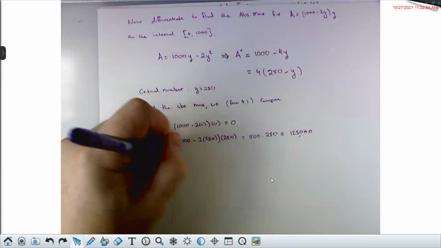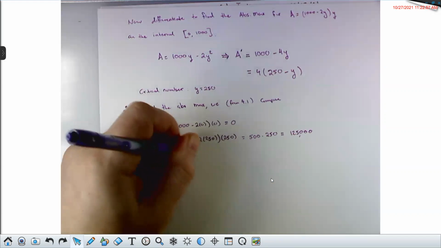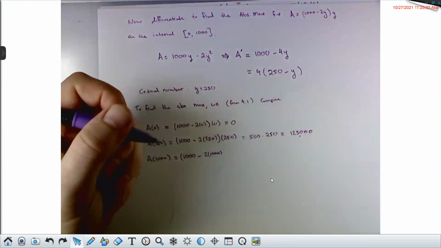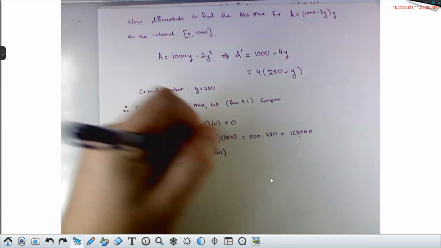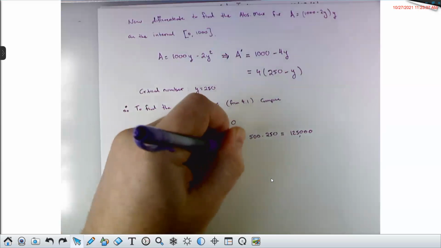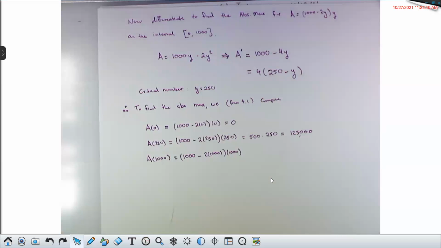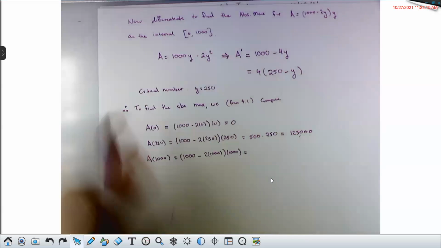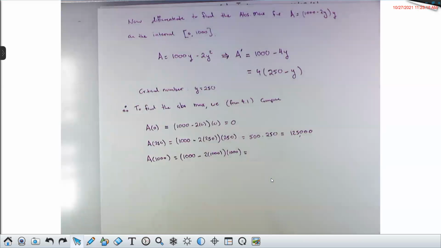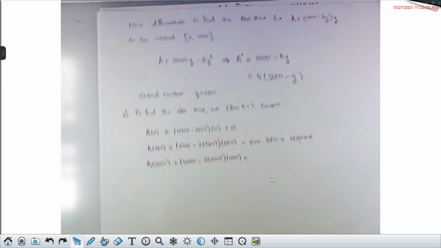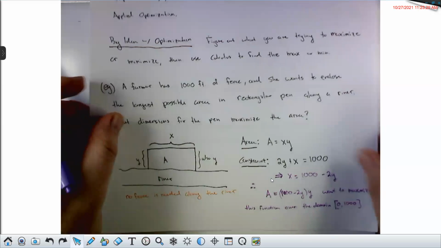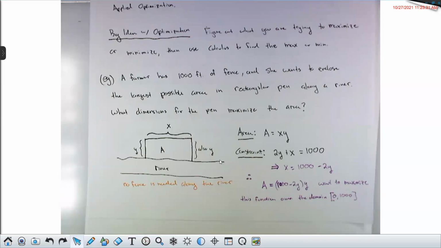And then A of 1000, this is 1000 minus 2 times 1000 all times 1000. And what is that? It's a negative number and we're measuring distance. I feel like that's going to be no good. Yeah, this is not something that we could possibly get, right? Oh, in fact, I'm sorry. And this is an error we made earlier. What did we say was the domain for y?